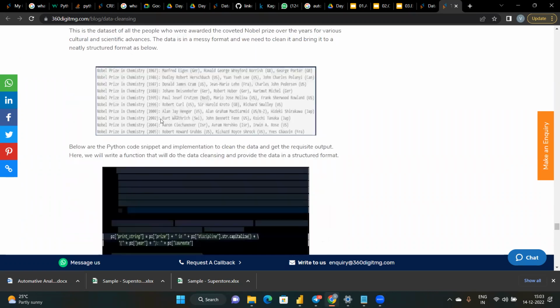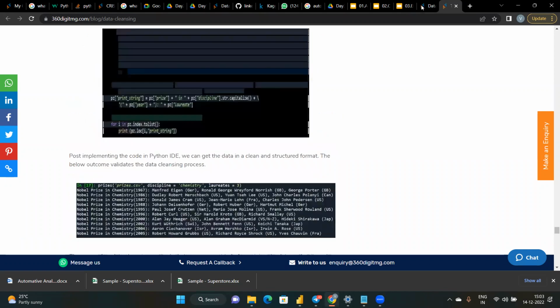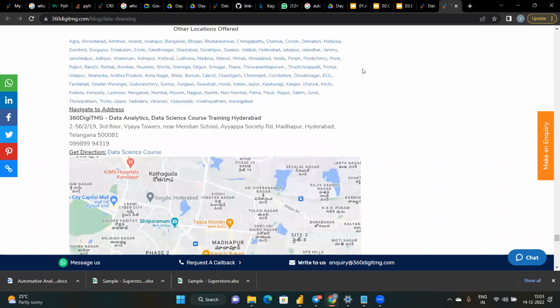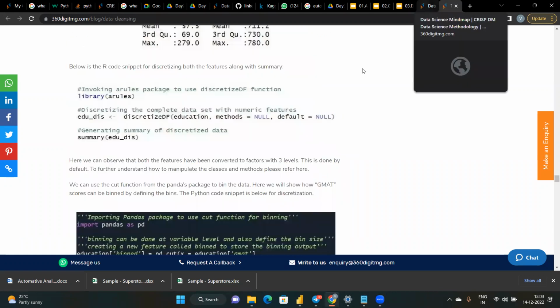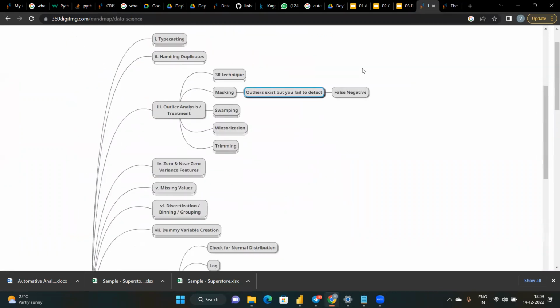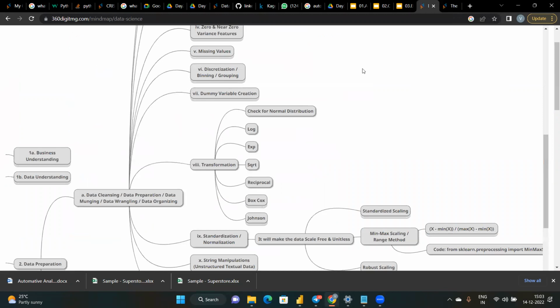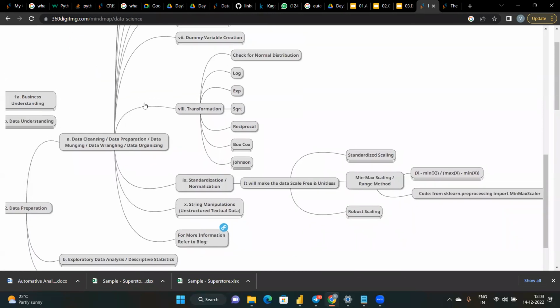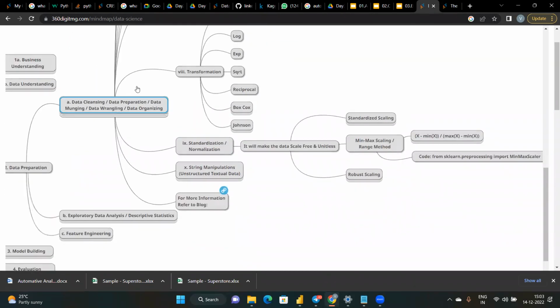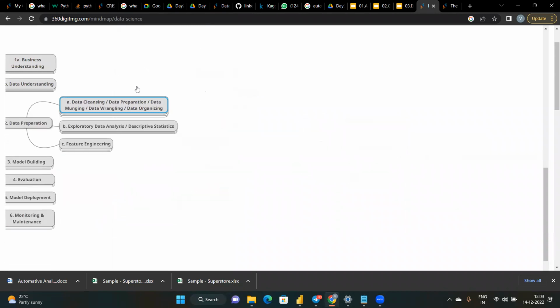Guys, this was all about the blog which we have seen. Moving on, we're going to the mind map. As I say, the mind map is very important. I suggest you go to the mind map every day and make sure you remember everything. After that, we're going to go for exploratory data analysis.